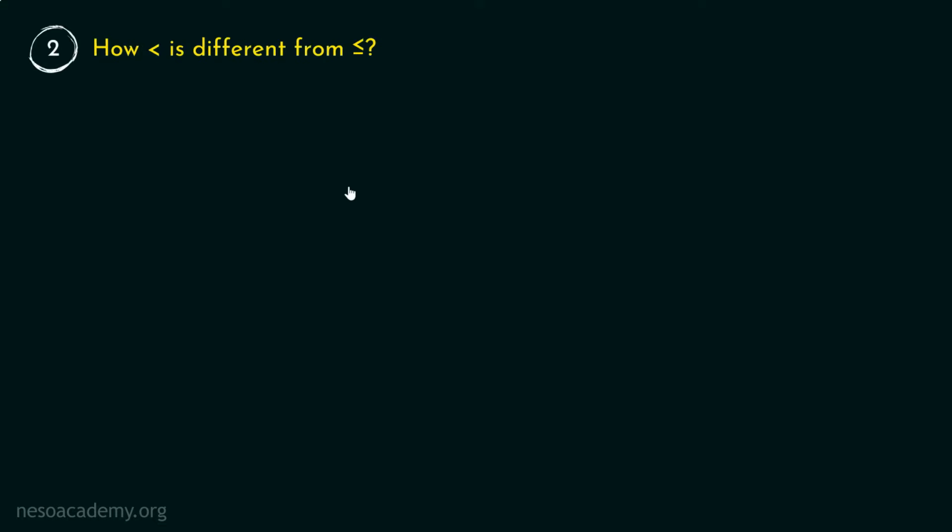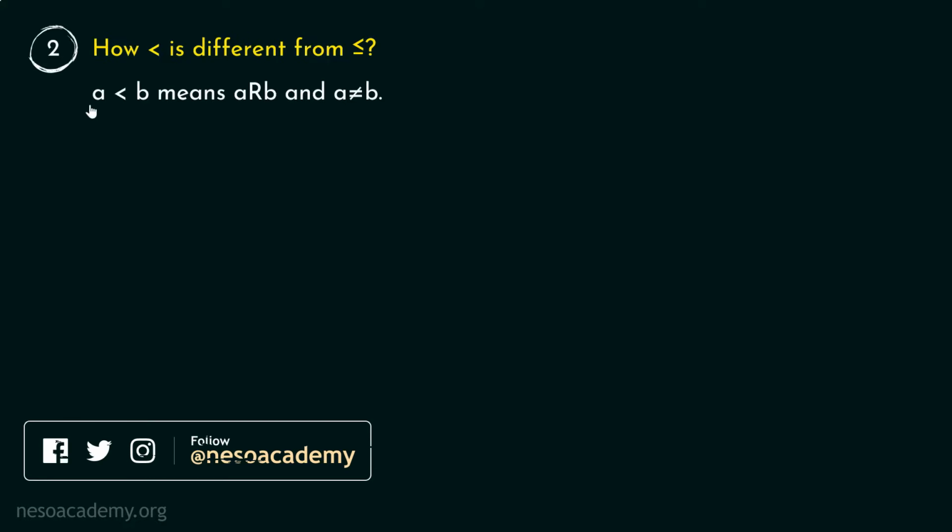Now, let's just try to understand how less than is different from less than or equal to. A less than B means A is related to B and A is not equal to B, right? This is the meaning of A less than B. This is what I want to emphasize on. Here, I have removed the equal to symbol in less than or equal to. If we remove equal to in less than or equal to, then it means that A is related to B. A is still related to B. As you can see, A is less than B. But A must not be equal to B, right?